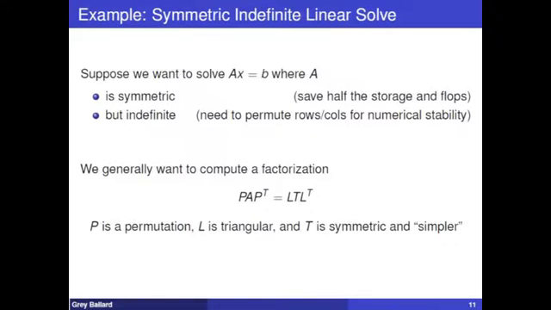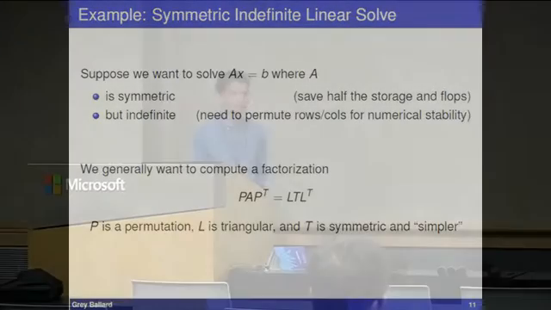Suppose we have a linear system to solve. We're solving AX equals B, and our matrix A is symmetric, but it's indefinite, so it has negative and positive eigenvalues. If it were definite, then we could run a Cholesky decomposition, and we have efficient algorithms for that. Okay, we're indefinite, which means we need to worry a little bit about numerical stability, and we need to do some symmetric permutations. So what we want to solve this problem is a factorization that looks like this. P is a permutation matrix, so we'll do some symmetric permutations along the way, but we'll get a factorization that looks like L T L transpose. L here is lower triangular, and T, I'll say it's simpler. Once we have this factorization, solving this system AX equals B should be very cheap.